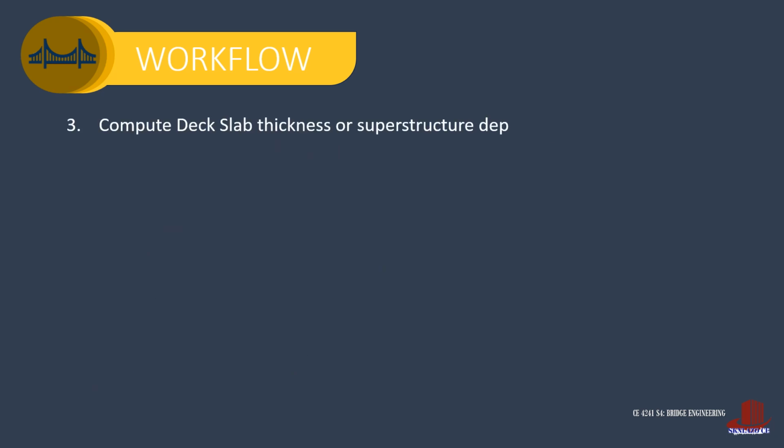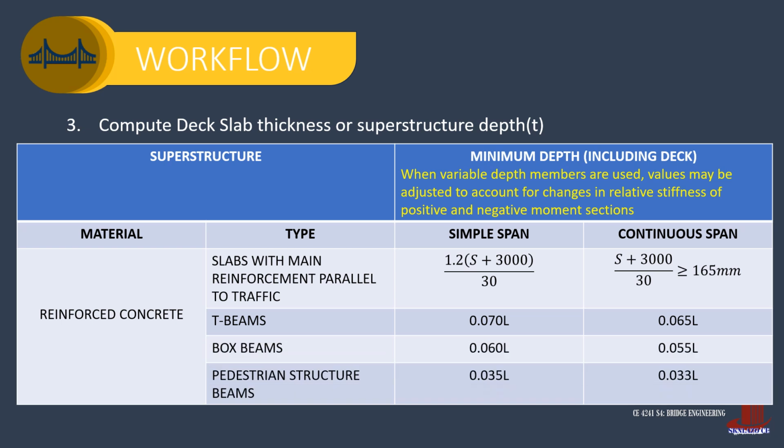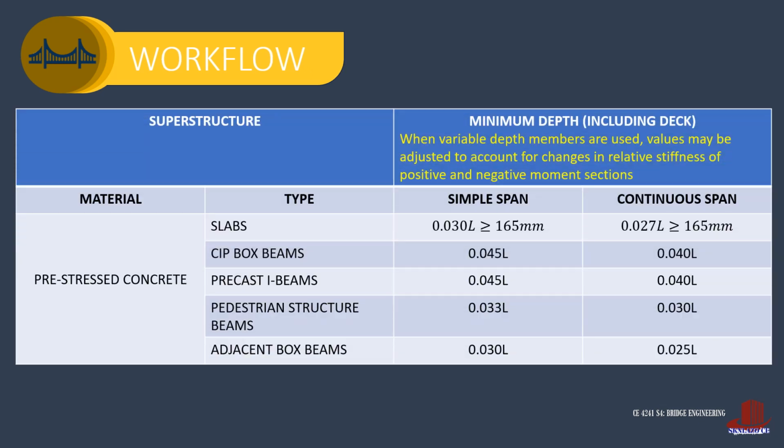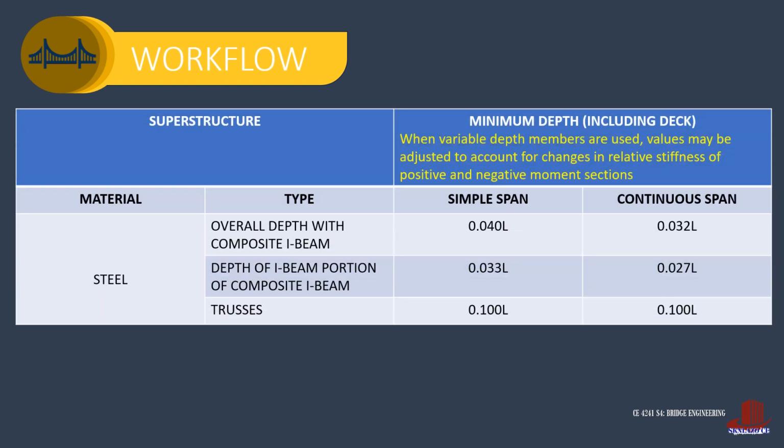For the deck slab thickness, the tables are based on the bridge material. The first table is for reinforced concrete, having equations for simple and continuous spans. There are also tables for pre-stressed concrete, then also for steel. From the list, it is quite noted that S is girder spacing and L is bridge length.